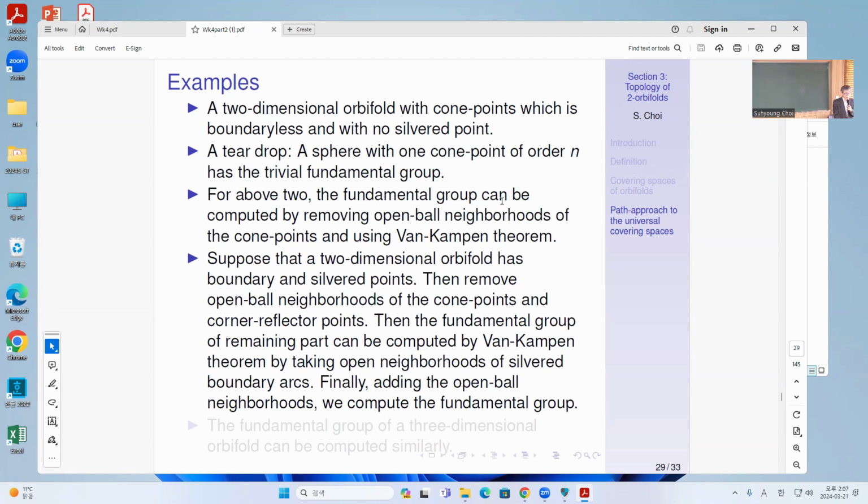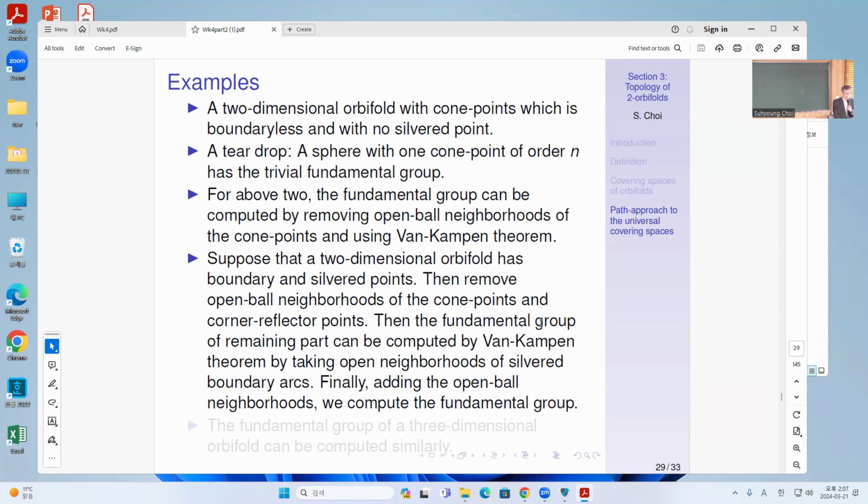So if you have a two-dimensional orbifold with boundary and silver points, what you do is you can remove the neighborhoods of the cone points and corner reflector points, and then the fundamental group can be computed using the Van Kampen theorem by taking open neighborhoods with silver boundary arcs, okay, and then the standard methods, and then you add back the neighborhoods, okay.